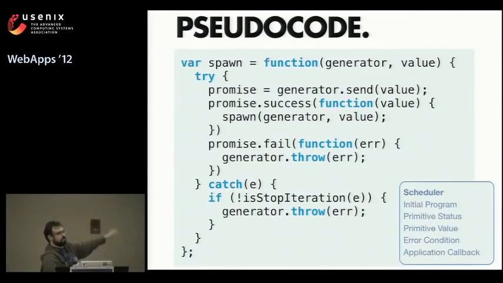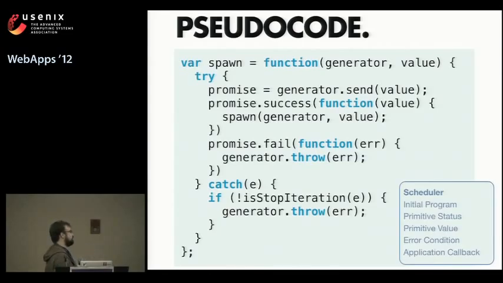So this is pseudocode for how you might implement the spawn function. The spawn function takes a generator and an optional value. The first time it gets called, it will not receive a value. Basically it goes and calls the generator with the value, and initially it will be undefined, which basically means to start, just run the generator until you get to a yield. And the promise over there is basically what's yielded out. So when you say yield jQuery.getJSON, the promise is going to be whatever jQuery.getJSON returned.